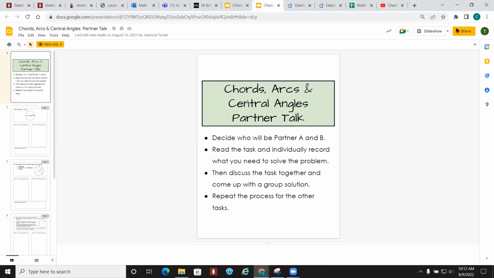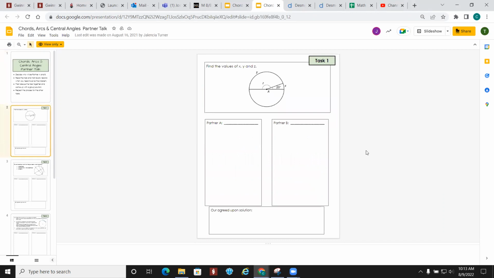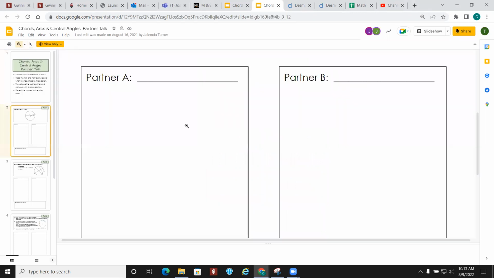Okay, ready? You're going to read the task and individually record what you need to solve the problem. Then discuss the task together and come up with a group solution. And then we're going to repeat that process. I think it's 3 times. So here's your first one. I'll make this a little bigger.